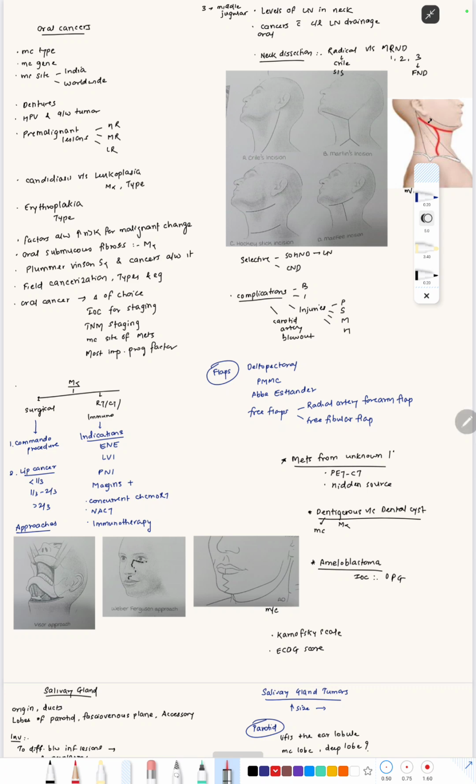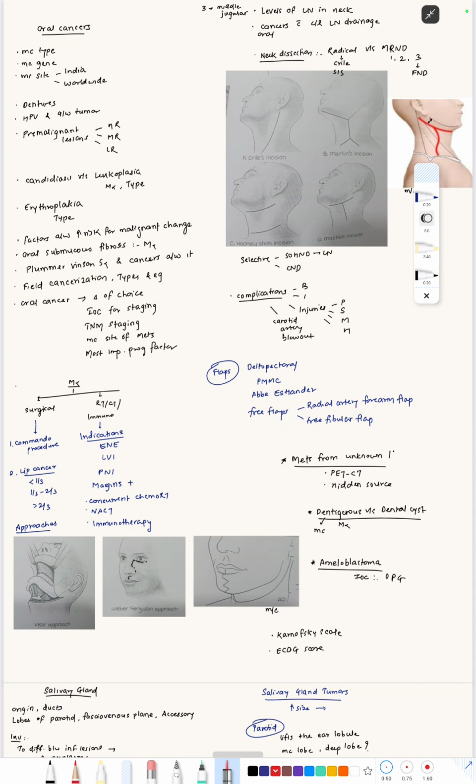Then factors that are associated with increased risk for malignant change in the pre-malignant conditions. So those factors include a female sex, then those who are non-smokers, if the location of this change is in the lateral border of the tongue, then if the tumor size is more than 200 millimeters, and if the pre-malignant change is multifocal in nature and non-homogeneous lesions are present. So these are the risk factors that are associated with increased malignant change.